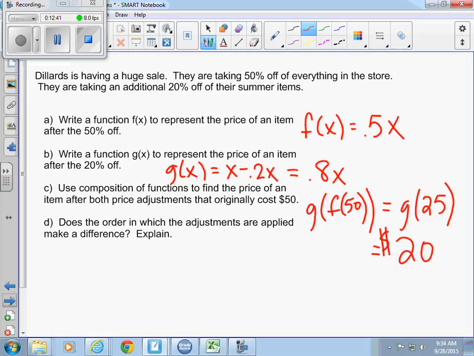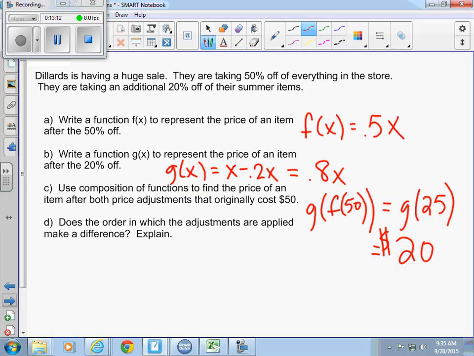It turns out that it works the same on this particular problem because it's multiplication, and you can multiply in any order. Does that make sense? So you multiply by 0.5, then you multiply by 0.8. There's no subtraction involved or things that would throw off our order. So in this particular problem, it doesn't make a difference. But most of the time, rearranging a composition does make a difference. Any questions about that one?